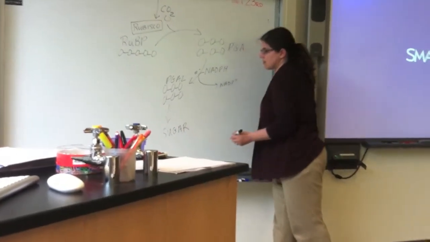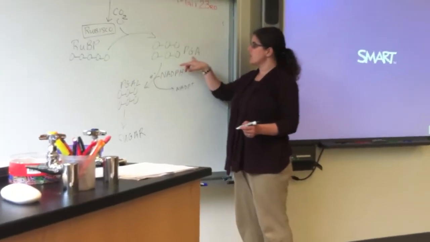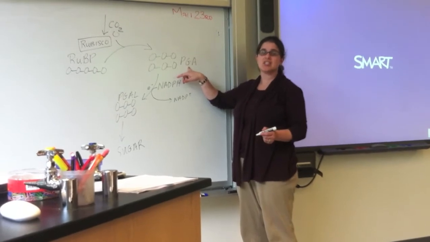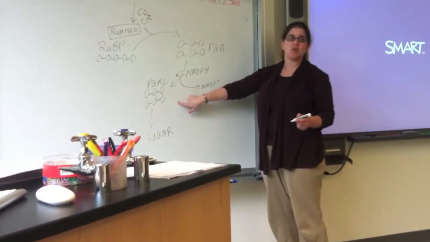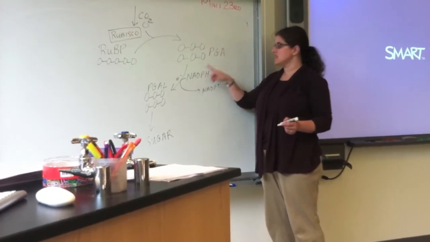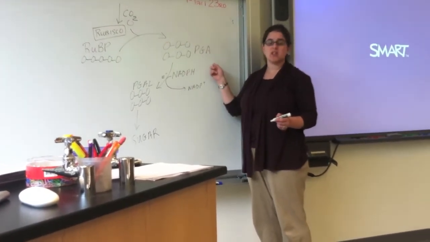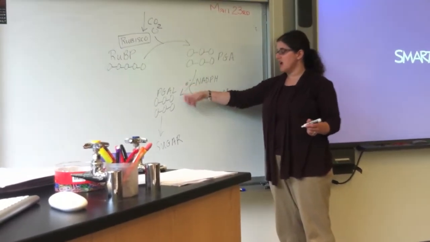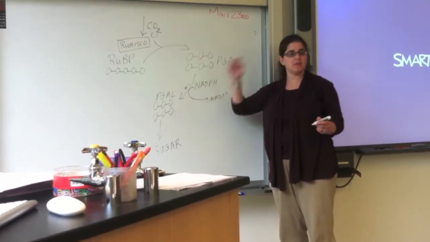Wait, so electrons leave? Well, the difference between PGA, which is phosphoglycerate, and PGAL, which is phosphoglyceraldehyde, is that this is the reduced form of this. So when PGA takes on electrons and hydrogen ions, it becomes PGAL.